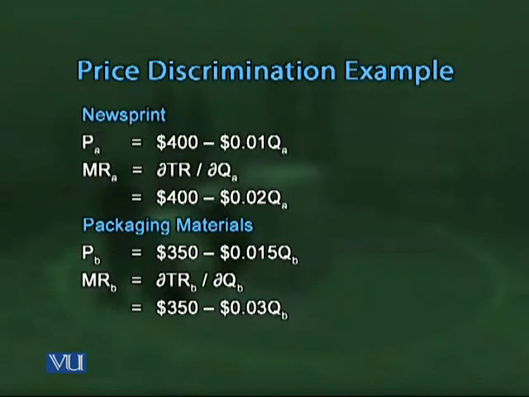Here product A, newsprint, is labeled as product A and packaging material is labeled as product B. نیوز پرنٹ کا جو ڈیمانڈ فنکشن ہے، PA is given as 400 minus 0.01 QA، while its corresponding marginal revenue is calculated as 400 minus 0.02 QA. The demand function for the packaging material is given as 350 minus 0.015 QB، اور اس کا جو corresponding marginal revenue curve ہے، that is MRB is equal to 350 minus 0.03 QB.